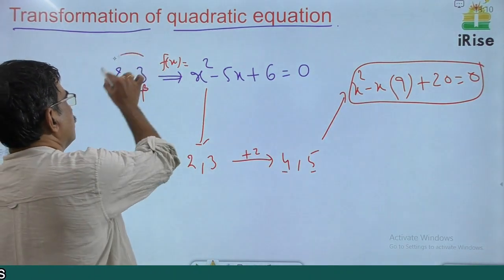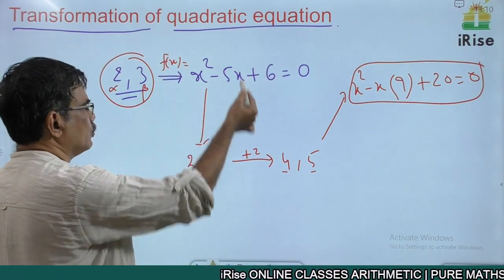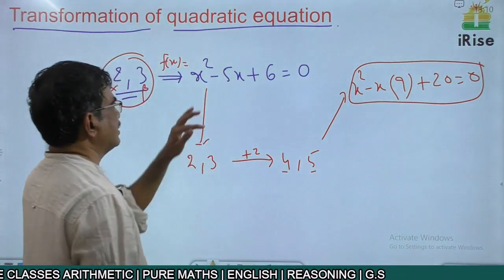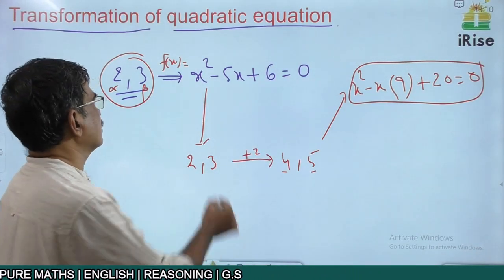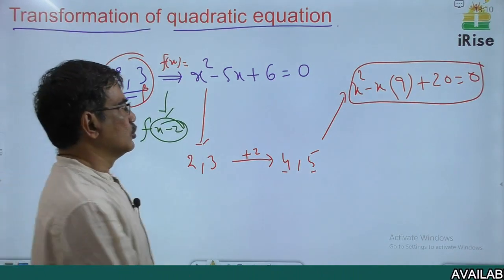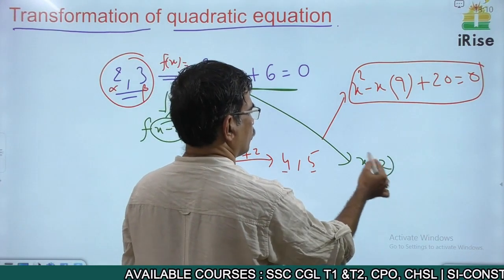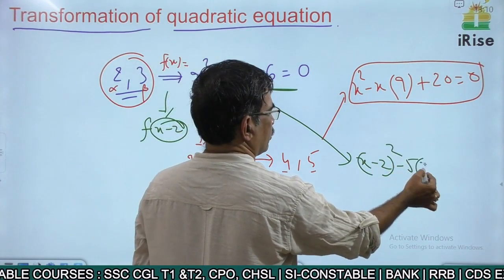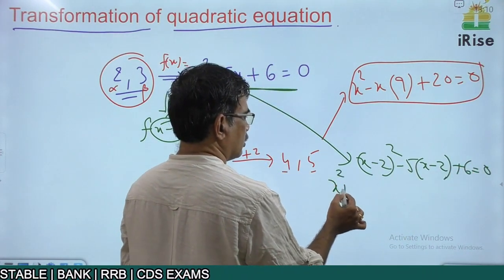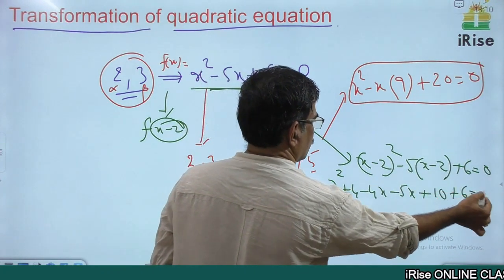And without knowing the roots, how to get this answer? If each root is increased by 2, then if x is replaced by x minus 2 gives the answer. In the place of x, you have to write x minus 2. So in this original equation, I want to put x minus 2. x minus 2 whole square minus 5 into x minus 2 plus 6 is equal to 0. x square plus 4 minus 4x minus 5x plus 10 plus 6 is equal to 0.